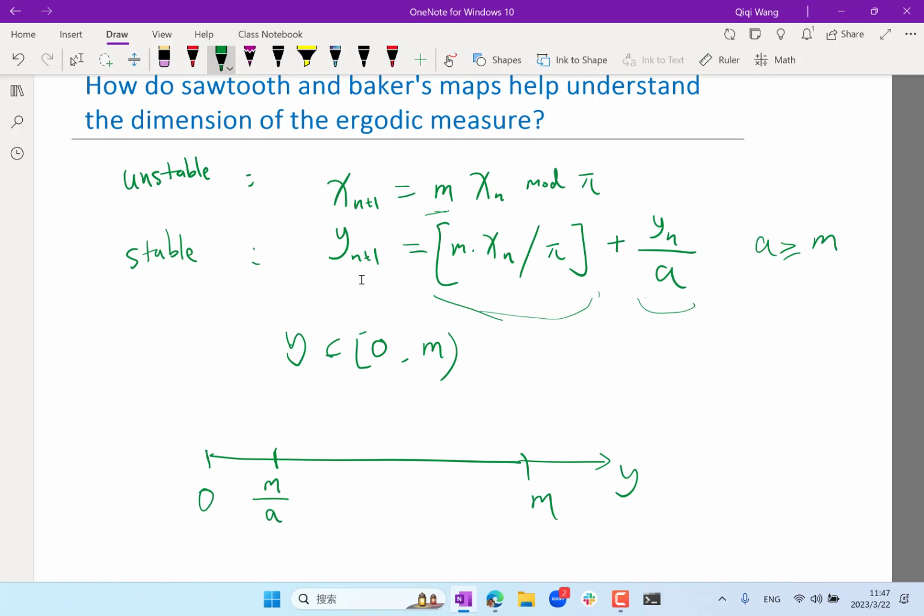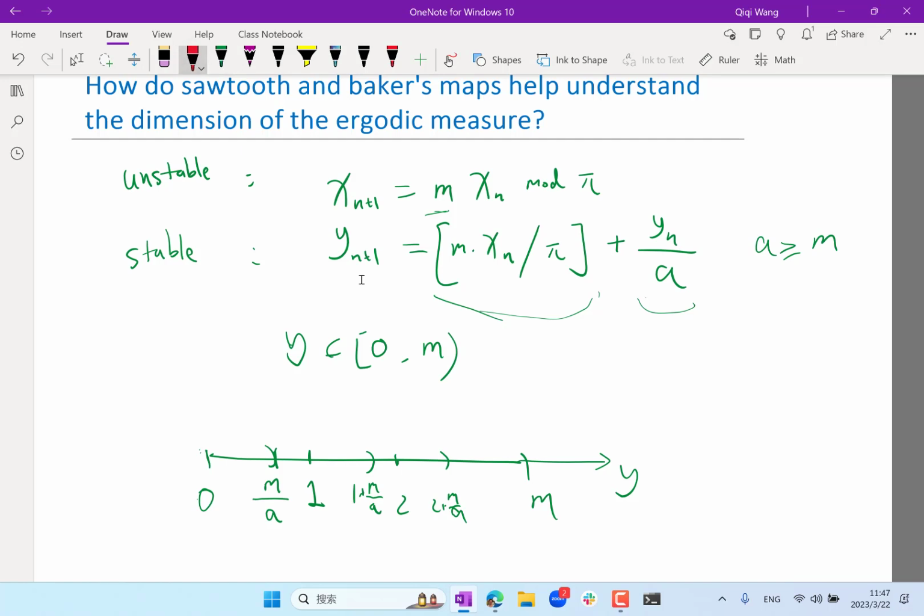But you're duplicating the structure not twice, but by m times. So you have one structure duplicated from 0 to m over a. You have another structure duplicated from 1 to 1 plus m over a, and then 2 to 2 plus m over a, etc., all the way to m minus 1 to m minus 1 plus m over a. Right?